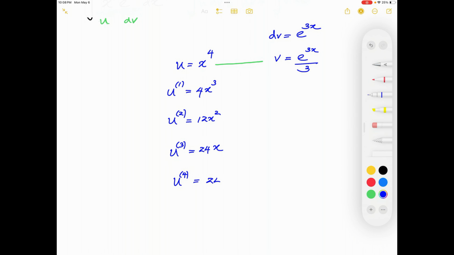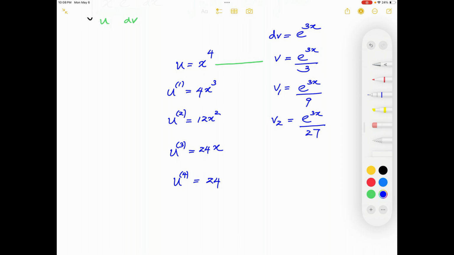Alright, I have differentiated the function u 4 times, which means I need to integrate function v also 4 times. Let me integrate v for the first time. Let me write it as v sub 1. It will be equal to e to the 3x divided by 3 times 3, which is 9. And I need to integrate v for the second time. Let me write it as v sub 2. It will be equal to e to the 3x divided by 3 times 9, which is 27.